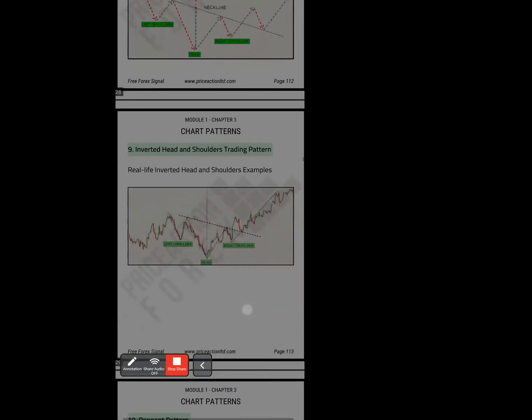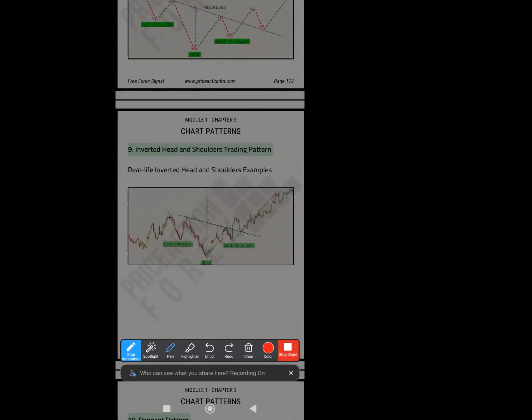You can also see a real life inverted head and shoulder. The left shoulder, the head, and the right shoulder, break out, retest, and movement. So the inverted head and shoulder pattern is a trend reversal pattern and not a continuation pattern. It's a trend reversal pattern.